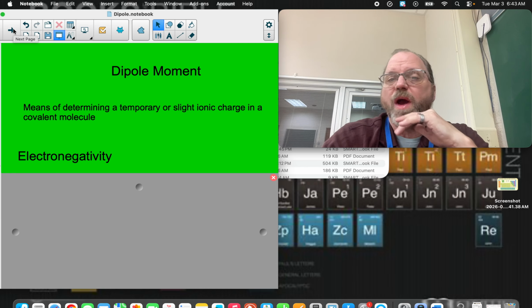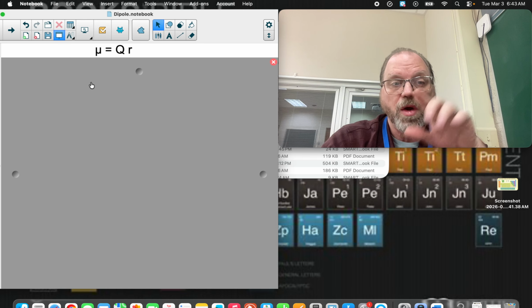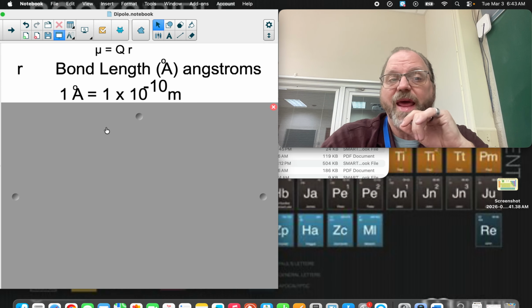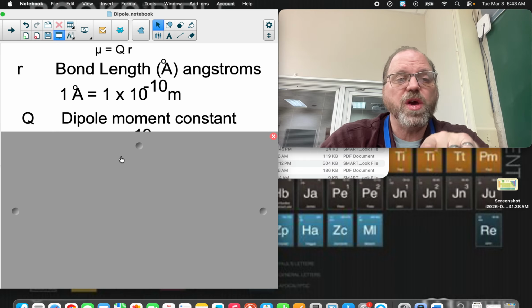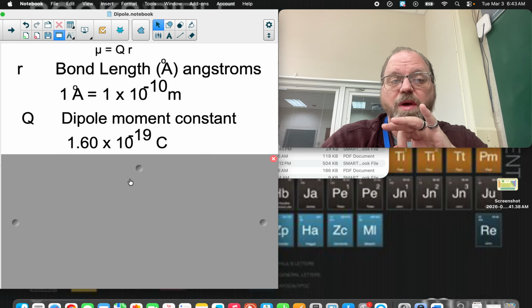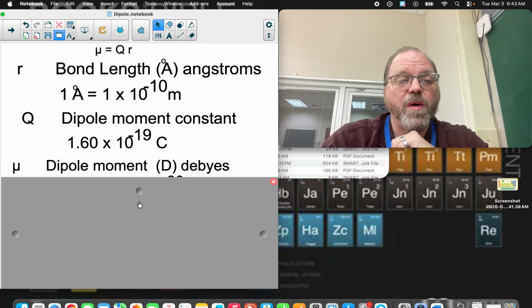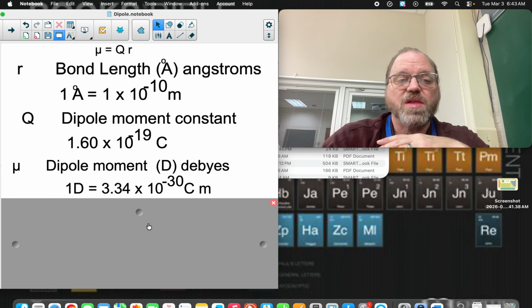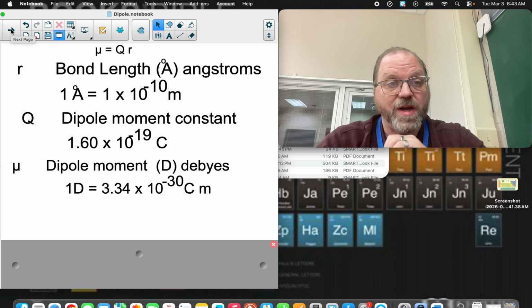Now, the equation we use for dipole moment is mu equals Q times R, where R is the bond length expressed in angstroms, and an angstrom is 1 times 10 to the negative 10th meters. Q is the charge constant, 1.60 times 10 to the negative 19th coulombs. And mu is the dipole moment, expressed in Debyes, and 1 Debye is 3.34 times 10 to the negative 30th coulomb meters. So those are the equations and units we're going to need to do problems.